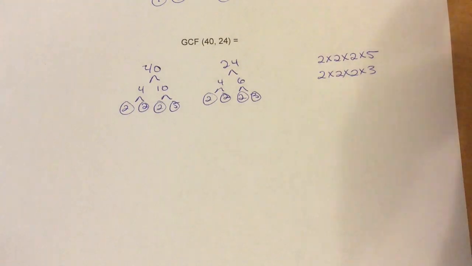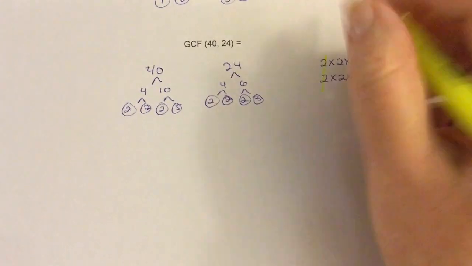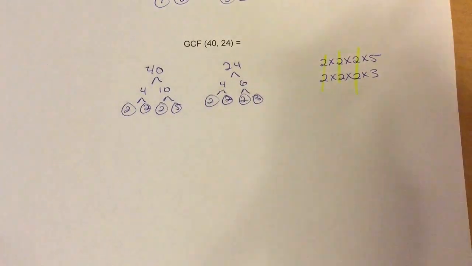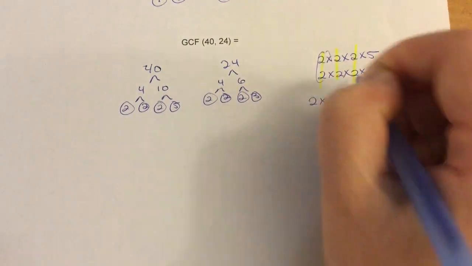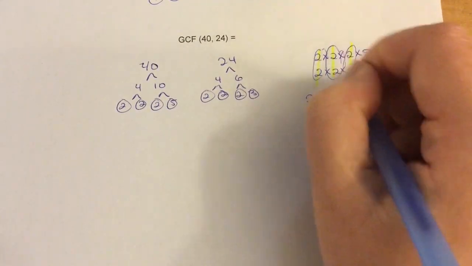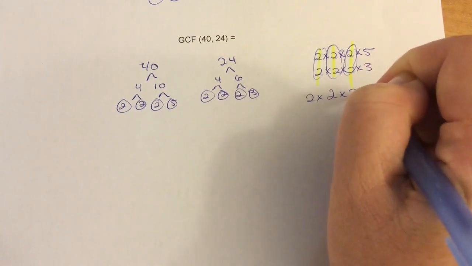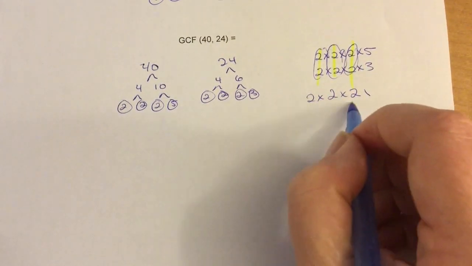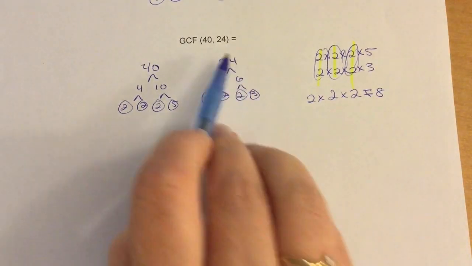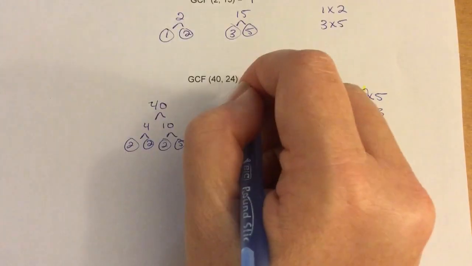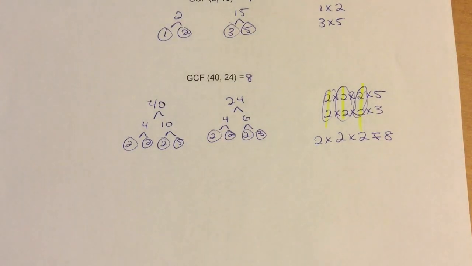Now anything they have in common. So one set of 2's, another set of 2's, another 2, and then the 5 and 3 are not in common. So they have 1, 2, 3 2's. So we have 2 times 2 times 2, which is 8. The largest number that'll go into both 40 and 24 is 8. And that is how you find the greatest common factor.